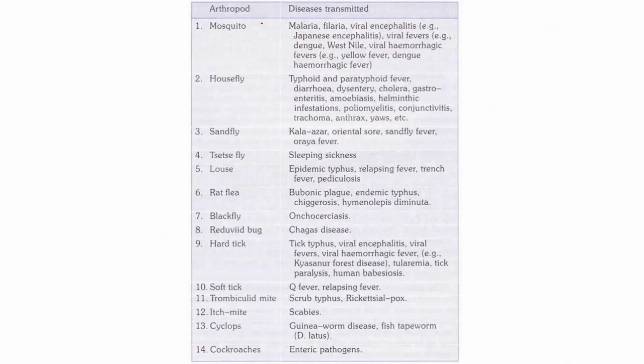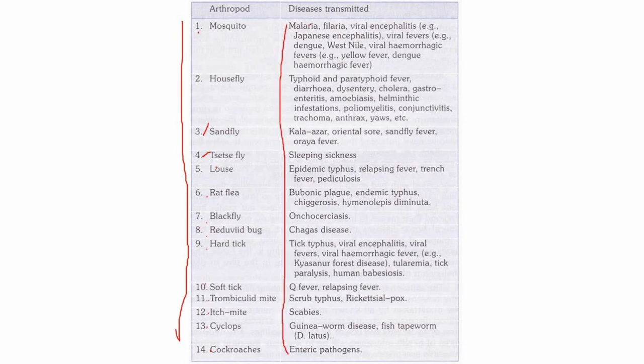So here is the list of arthropods, that is mosquito, housefly, sandfly, tsetse fly, and the list of diseases. Mosquito transmits malaria, specifically Anopheles. Viral encephalitis, Japanese encephalitis and filaria are transmitted by Culex mosquitoes. Yellow fever, dengue and chikungunya are transmitted by the Aedes mosquito. Then we have the housefly, which is a vector for transmission of many fecal-oral infections. We have the sandfly, which transmits kala-azar and oriental sore, and the tsetse fly transmits sleeping sickness. Louse transmits pediculosis, epidemic typhus, relapsing fever and trench fever.